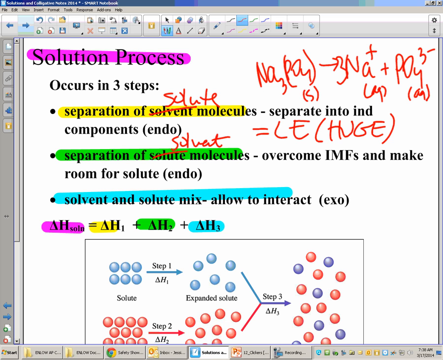Then the second thing I have to do, so the reason I have to separate the solute is because I need to be able to mix it within something else, which is my solvent. So then I need to break the solvent particles apart. But what's holding solvent particles together?